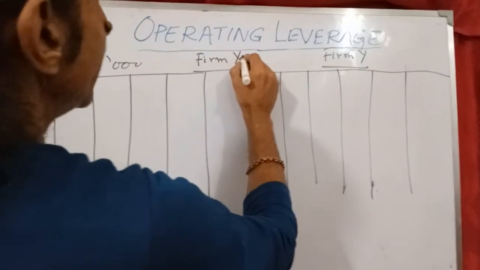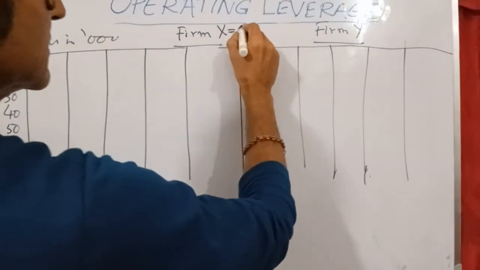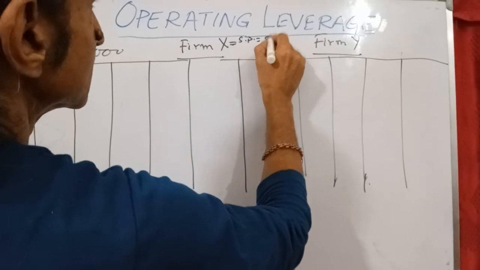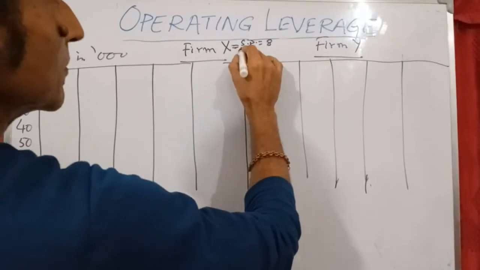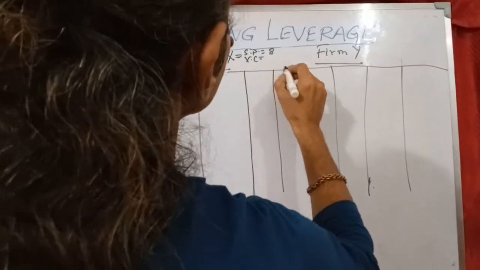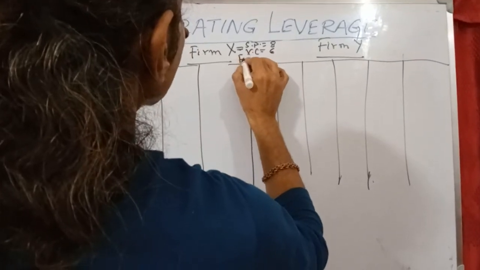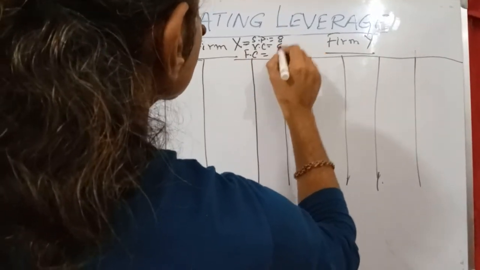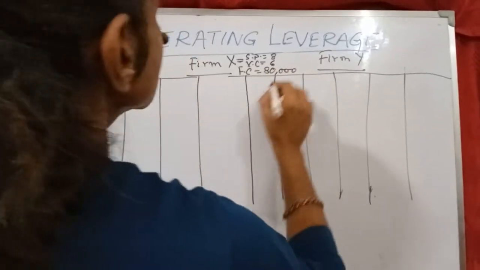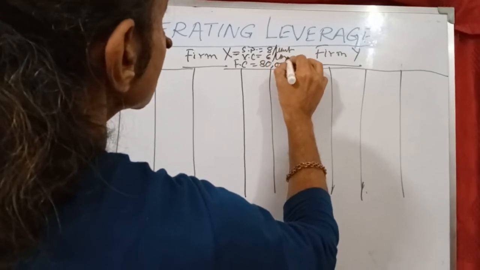Now for firm X, sales price 8, variable cost 6 and fixed cost say 80,000. These are per unit.